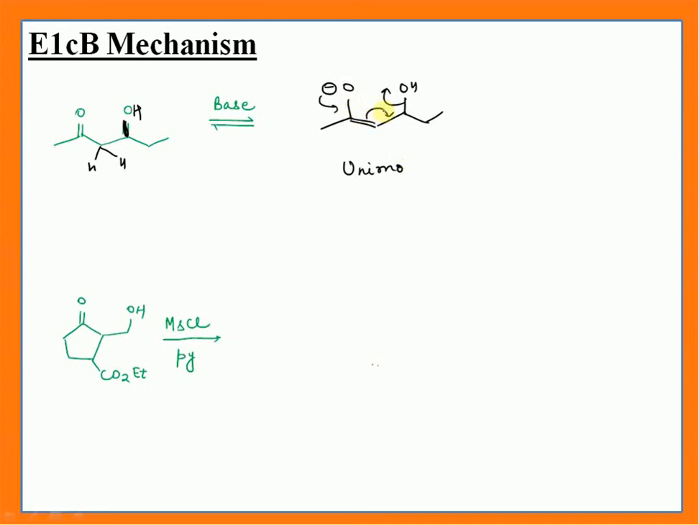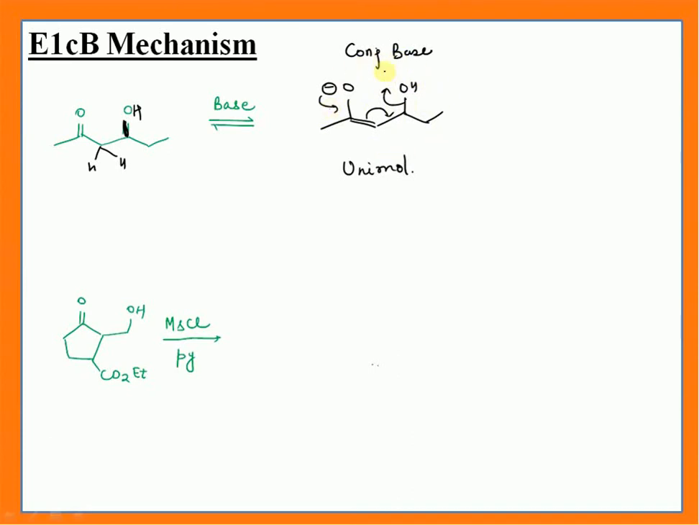At this stage we do not require a base. Base is required only for generation of this conjugate base, right? After removal of this proton, it is acting as an acid, and when we are removing this proton using a base, then we will get a conjugate base. This is a conjugate base, and this conjugate base is participating in elimination reaction, and OH is removed, right?